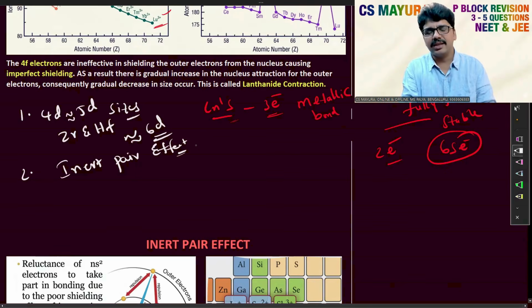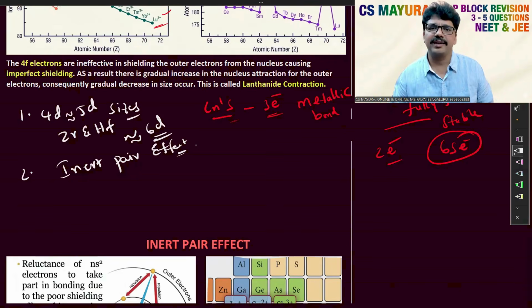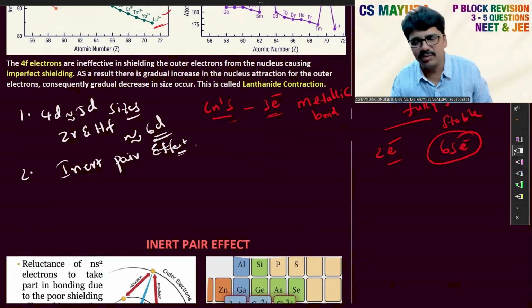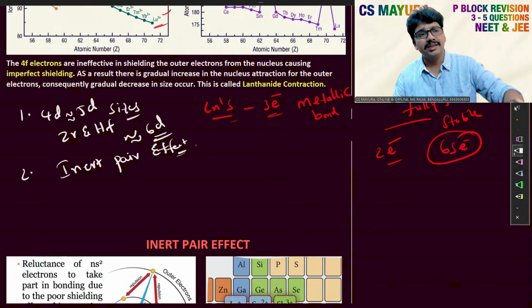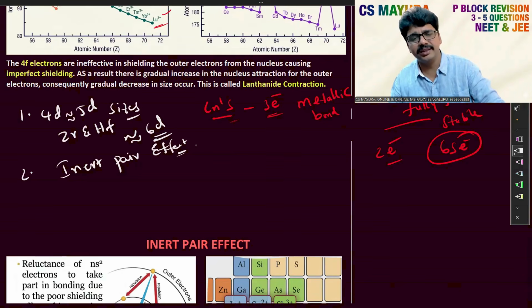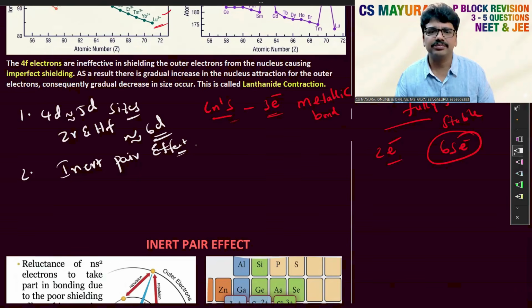So, after lanthanides, the next elements are what? D block elements. And after D block elements, the next elements are what? P block elements. This effect is continued in the P block elements also. What I am trying to say is, due to lanthanide contraction, there is a strong nuclear force of attraction in the P block elements also, especially the heavier P block elements.